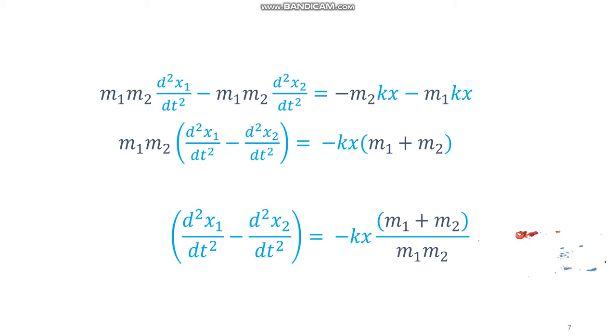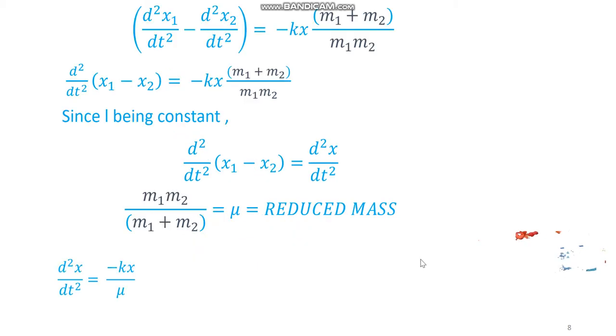d square x1 by dt square minus d square x2 by dt square is equal to minus kx times (m1 plus m2) by m1 m2. The same equation I have taken here, and again it is a simplification, and the RHS remains the same since L is constant.